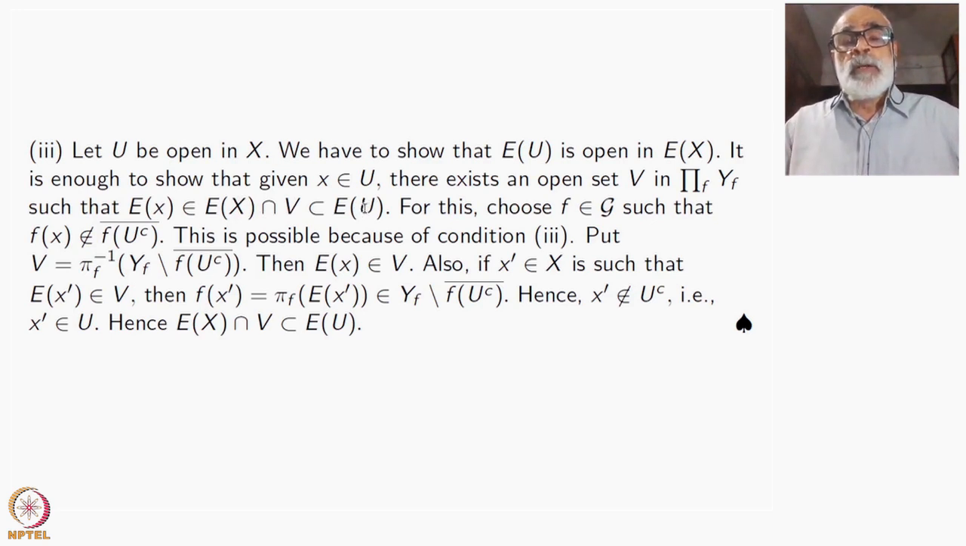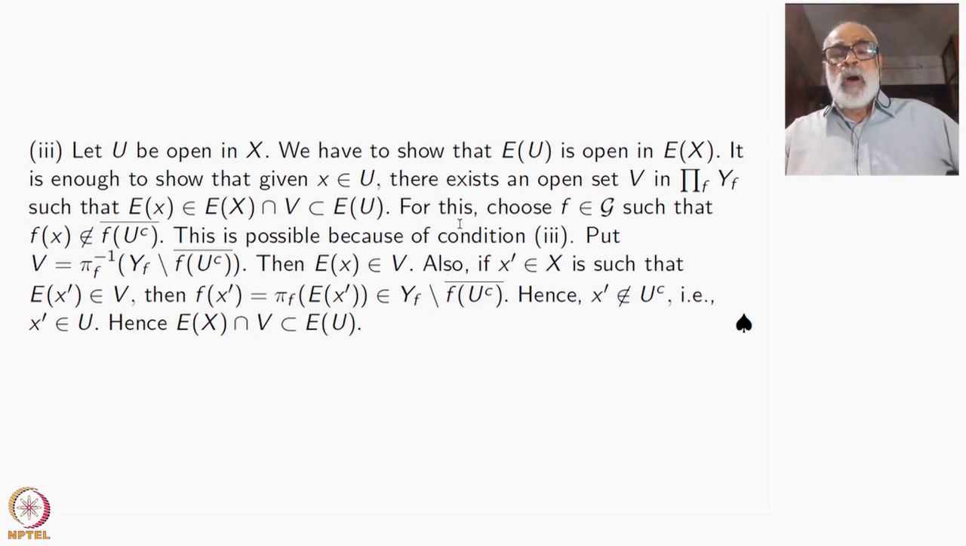That is the meaning. Once you have that, you can range this x over the entire U. For each x this will be true. So that will show that E(U) itself is open inside E(X). So I have to show that E(X) intersection V is contained inside E(U). Okay, this is what we have to show. That E(x) belongs to V is obvious, to begin with, since we are constructing such an open set V. So let us see how to construct this V.